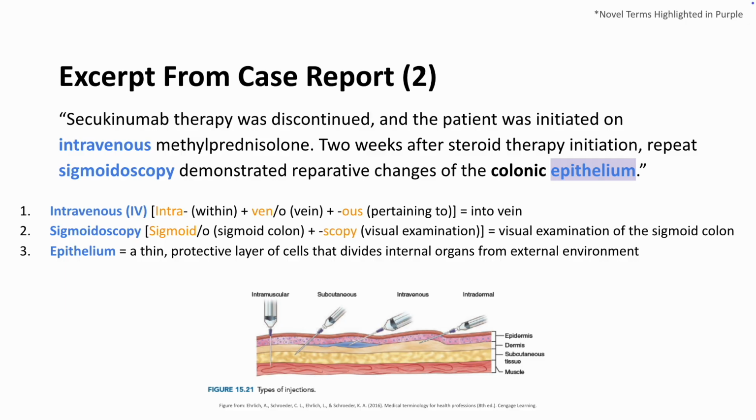Epithelium is a thin protective layer of cells that divides internal organs from external environments. And methylprednisolone, I think that was one of the medications mentioned there. It's a corticosteroid, a steroid hormone. I mean, a steroid drug. Usually, any kind of steroid drug acts by reducing inflammation.